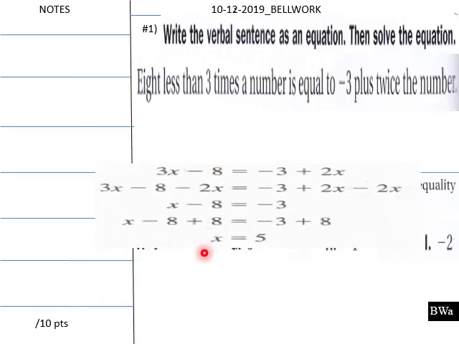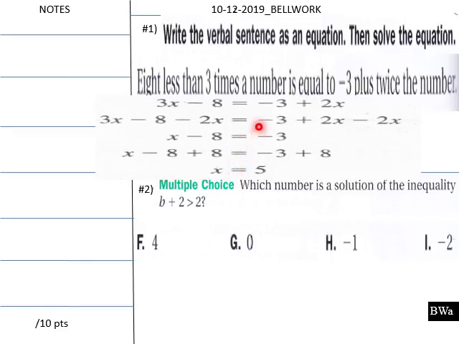Okay, welcome back for our solutions here. Here's your solution up here as a verbal sentence: 8 less than 3 times the number is 3x minus 8, equal to negative 3 plus twice the number, negative 3 plus 2x. And then you just solve for x. You get x equals 5.